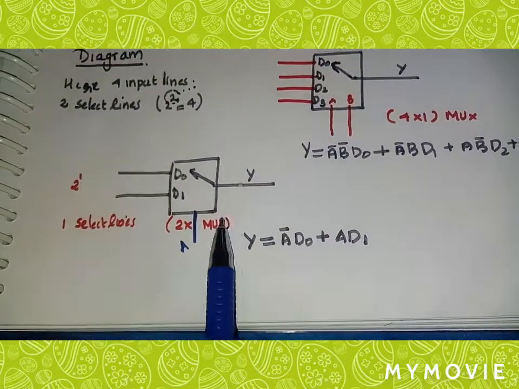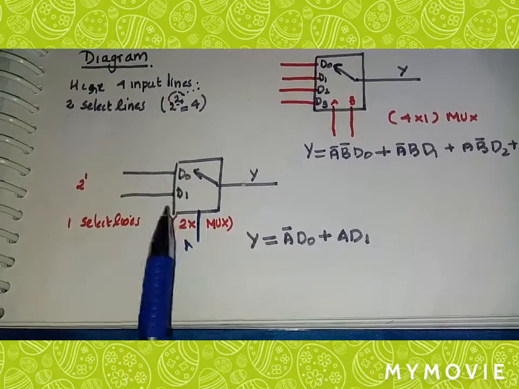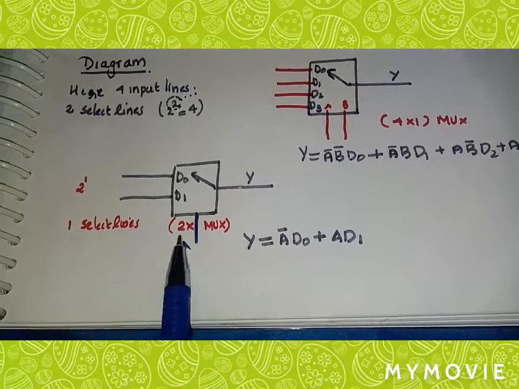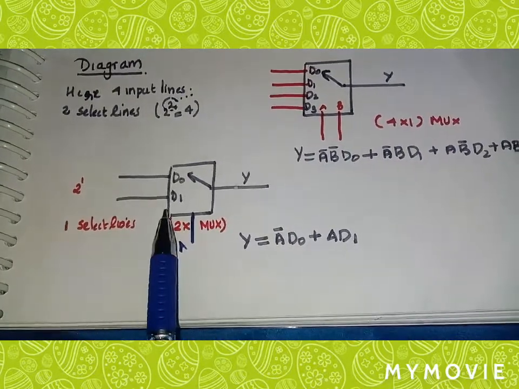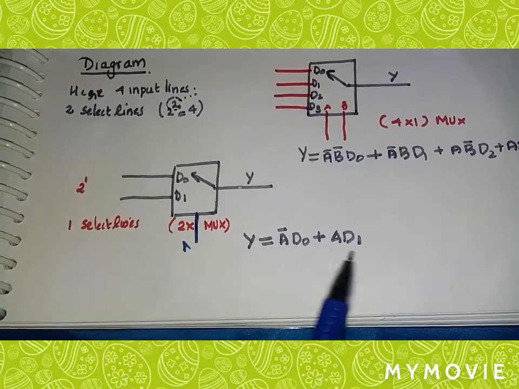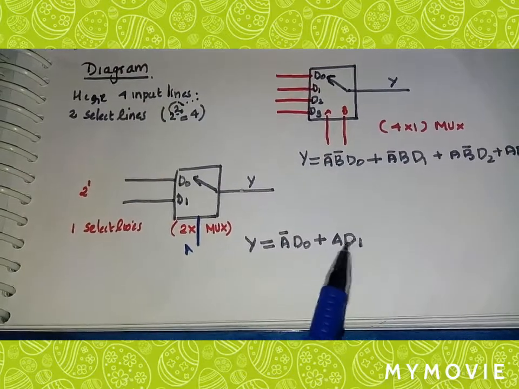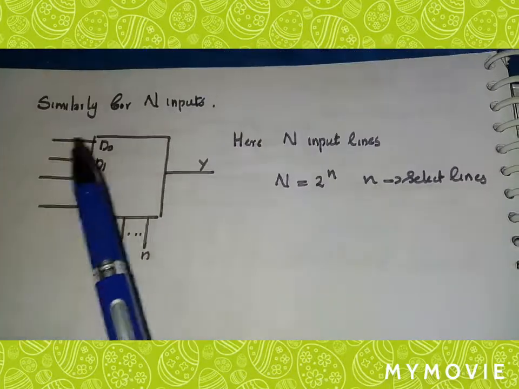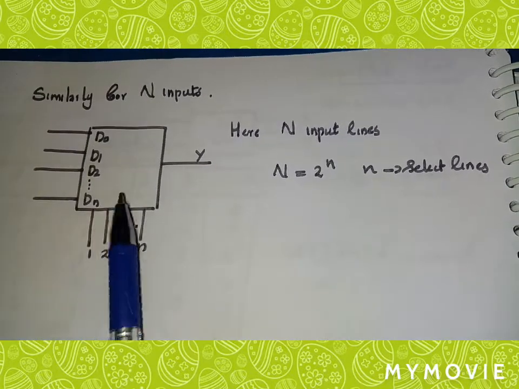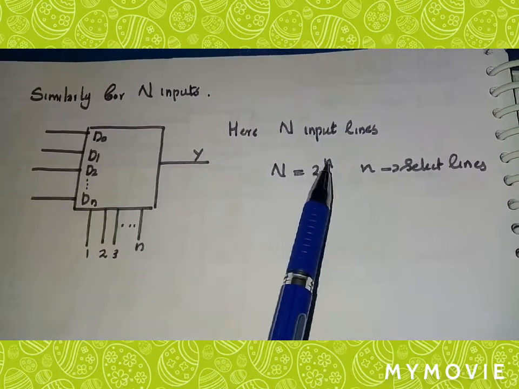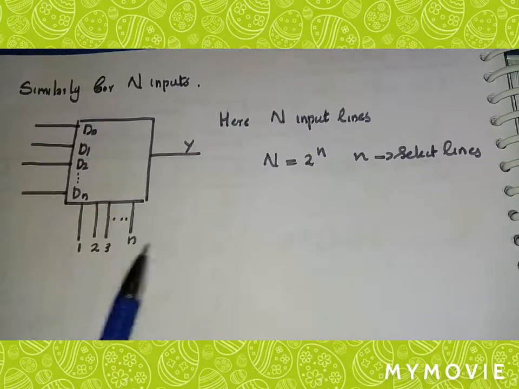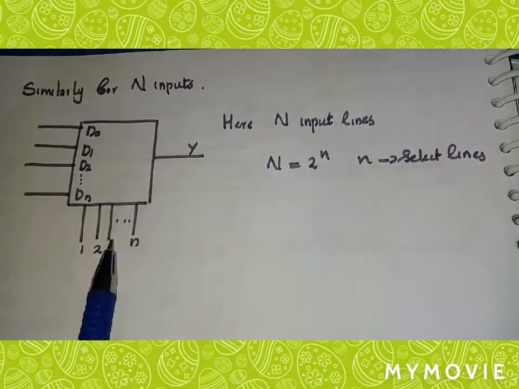For a 2 by 1 mux, we have 2 inputs, 1 output and also 1 select line. So D0, D1 are the inputs. We have the output Y is equal to A bar D0 plus A D1. Similarly, for n select lines, we have 2 power n inputs. Representation of the multiplexer is like this.